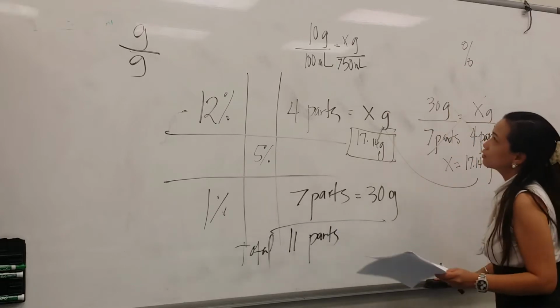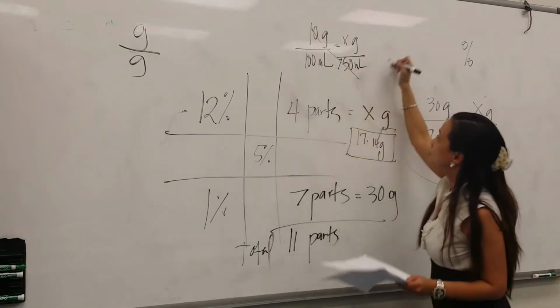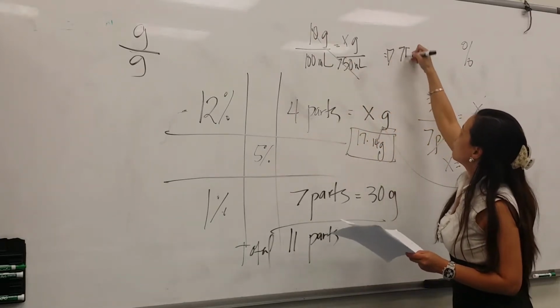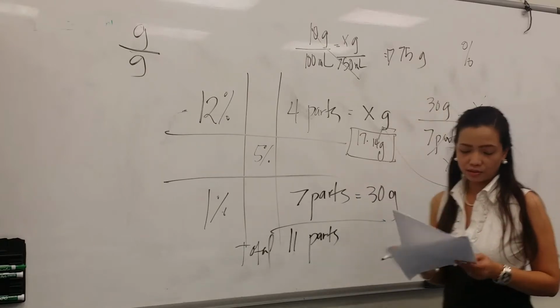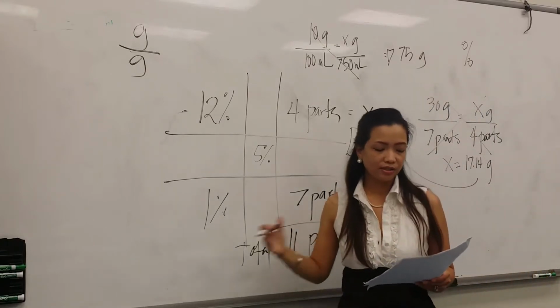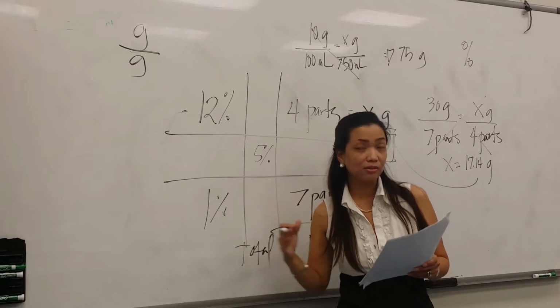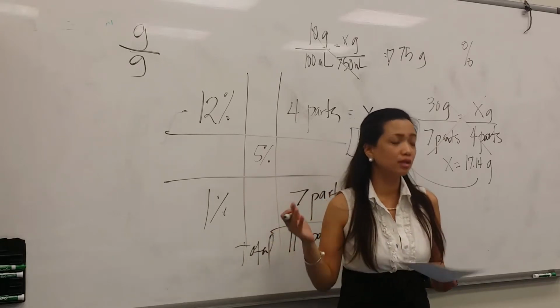So what's the answer on this one? 75 grams. 75 grams of dextrose. Look at your options: 750 grams, 75 grams, 10 grams, 7.5 grams. It's really confusing and tricky.